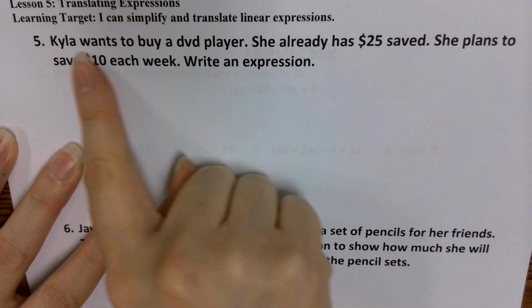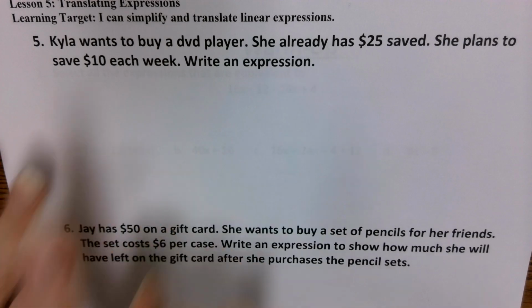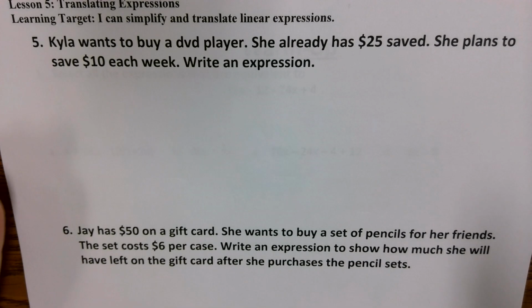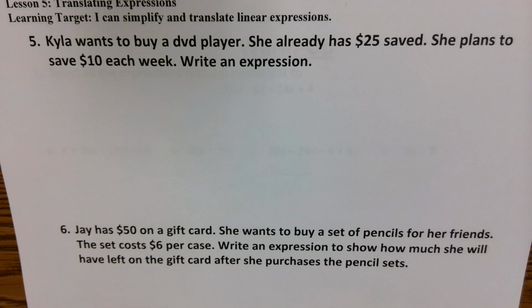It says Kyla wants to buy a DVD player. She already has $25 saved up, and she plans to save $10 each week. So we want to write an expression. We have a couple of things that are happening here. We have an amount of money that she's already currently got saved, and then we have an amount that she's going to save every single week.